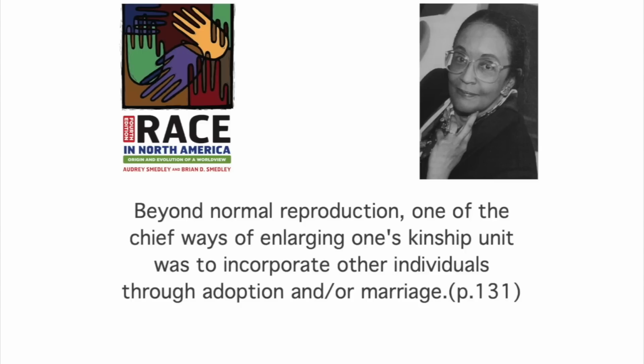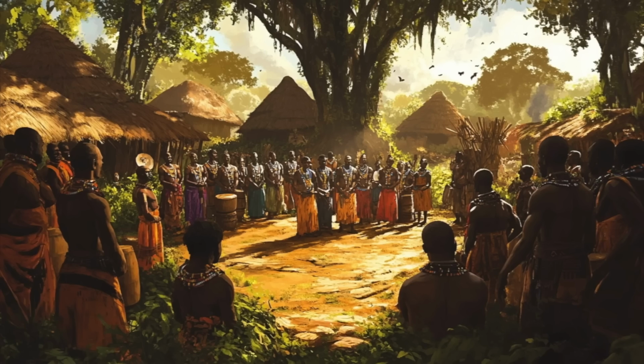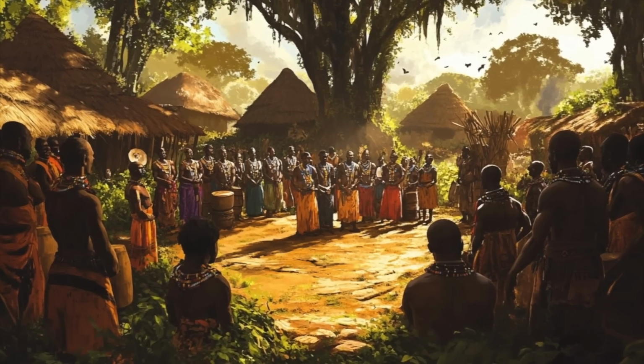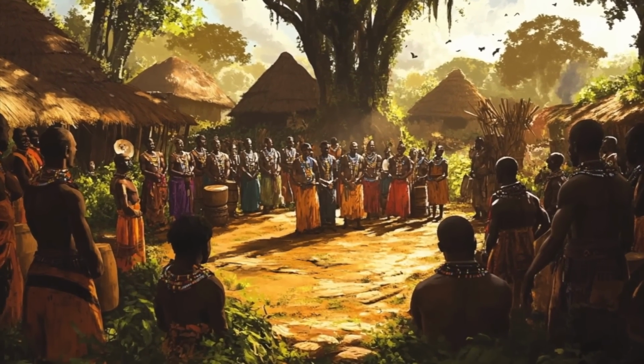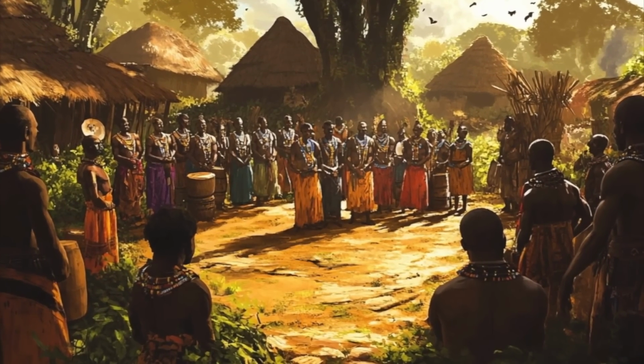Here we go. Beyond normal reproduction, one of the chief ways of enlarging one's kinship unit was to incorporate other individuals through adoption and/or marriage. This process was particularly common in those societies in which there were few slaves, in which the economy could not sustain or had no need for slave labor, or in which there were slaves with unusual talents or skills. Throughout Africa, in regions where traditional slavery was practiced, there is considerable evidence that enslaved persons were frequently absorbed into the kin group of their conquerors.